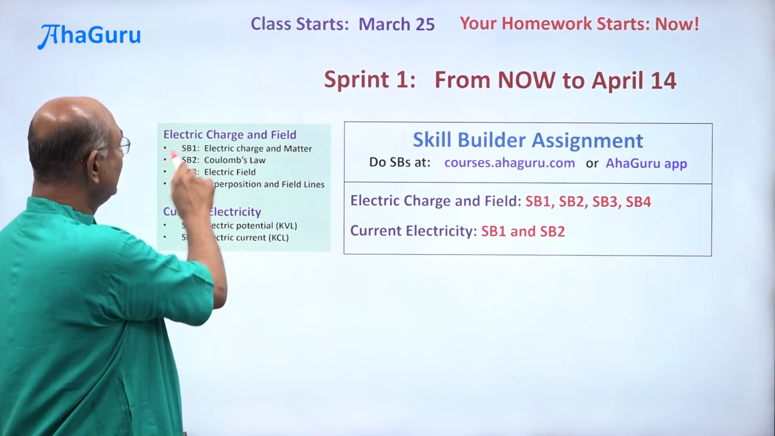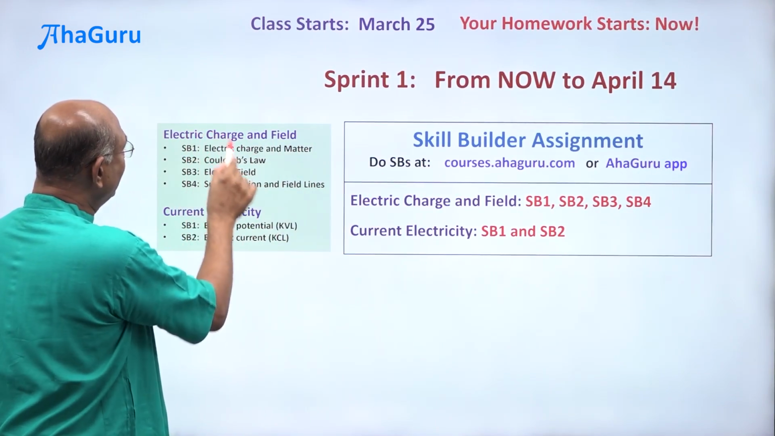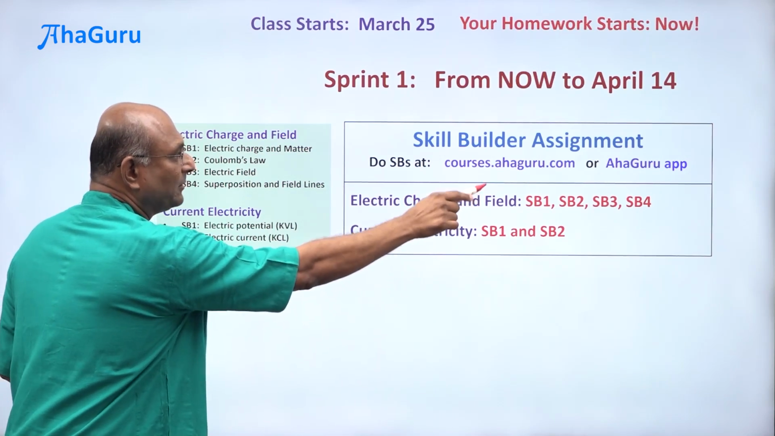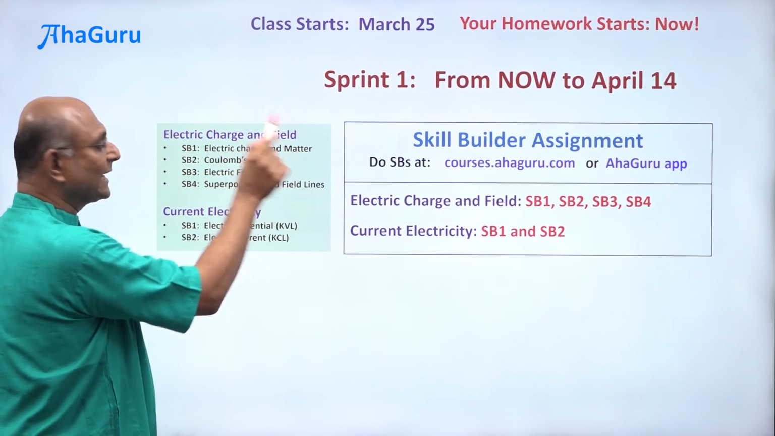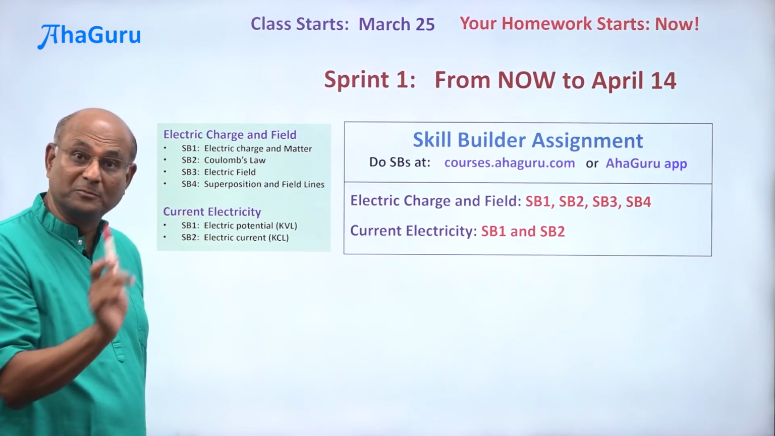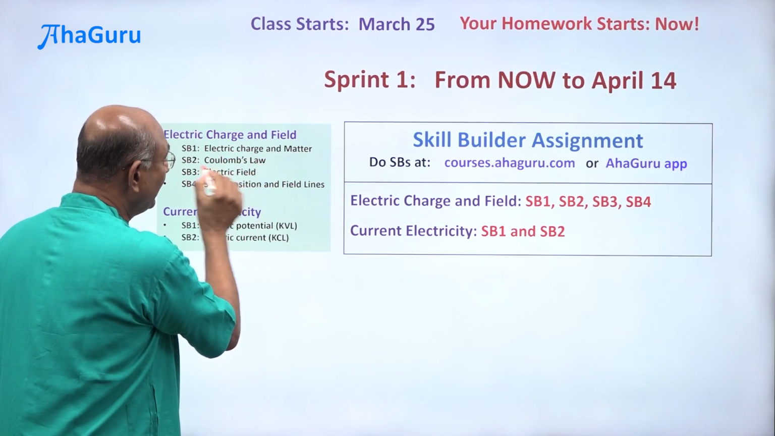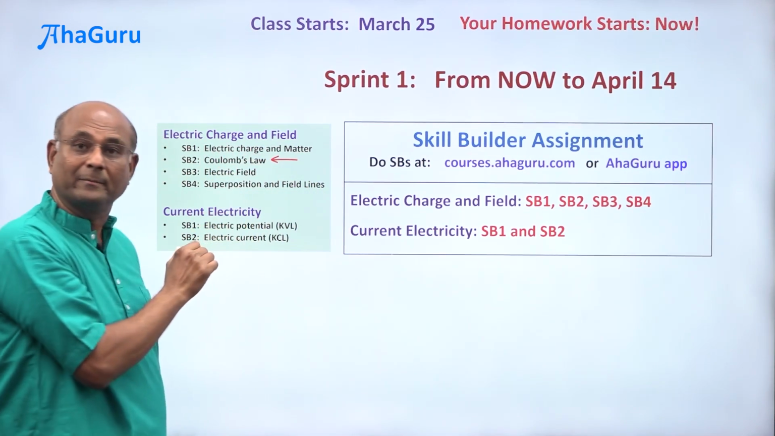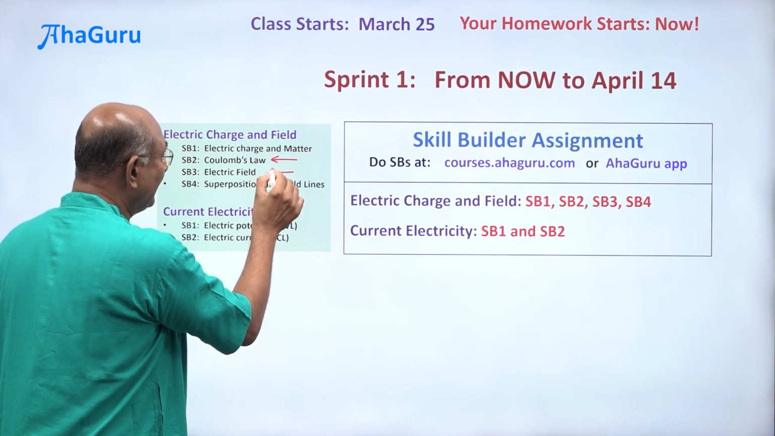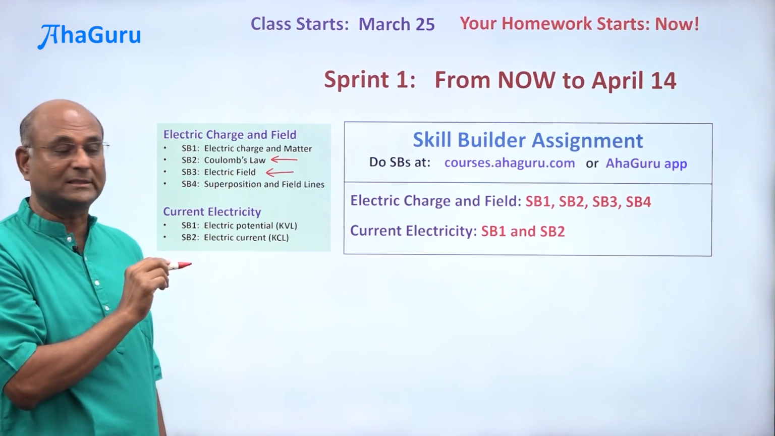These are all the 4 skill builders in electric charge and field. SB 1 is electric charge and matter. SB 2 is Coulomb's law. This is going to be very important. Coulomb's law is going to be very, very important. Electric field is again very, very important. These 2 are fundamental concepts.